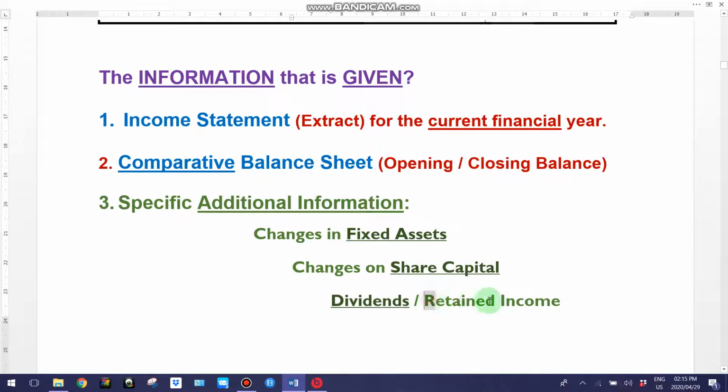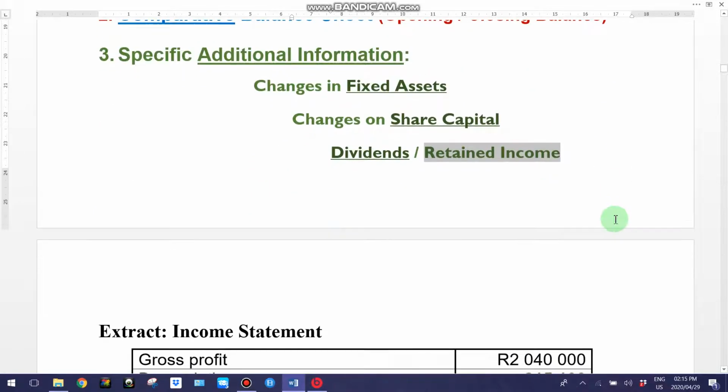If I am given the retained income note, I can see it would be there. There'll be interim dividends and final dividends. If the note is not given, then they need to tell me about the dividends that were paid during the year and the dividends that were declared at the end of the financial year. So this 1, 2, 3, this is the information you are looking for and what you need to answer a question on the cash flow statement.